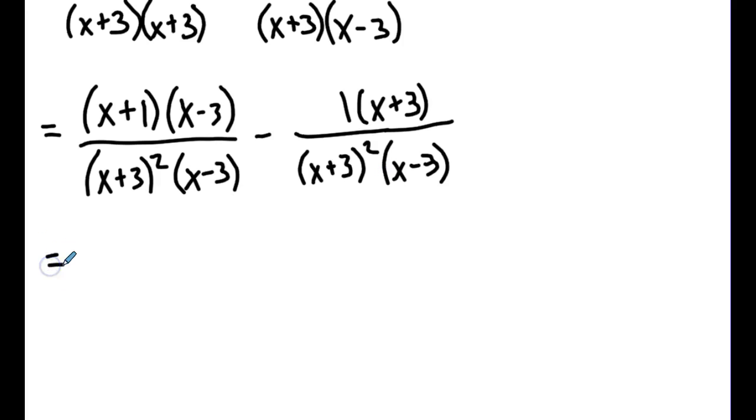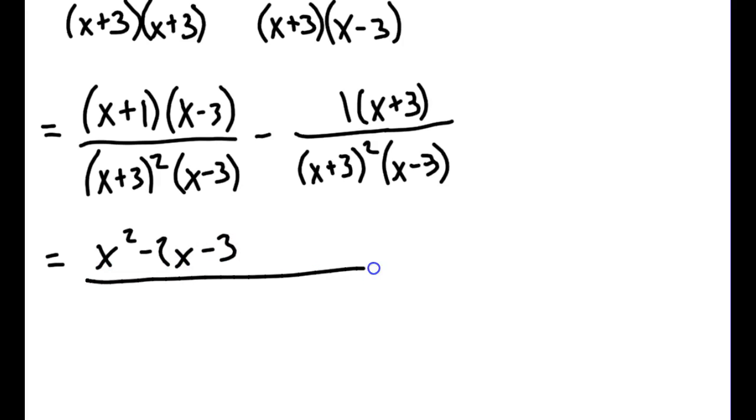If we FOIL out this numerator, x times x, we have x squared, negative 3x plus x minus 2x, and then minus 3. That's all going to be divided by the same denominator, which is x plus 3 quantity squared times x minus 3. Okay, and now if we look, we subtract, we have to make sure we distribute this negative sign to both terms. So minus x minus 3.